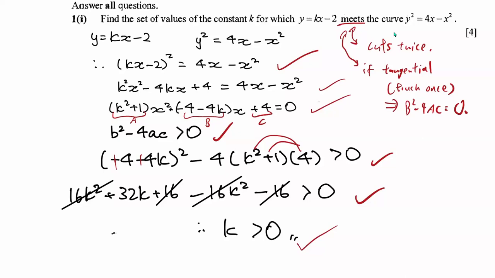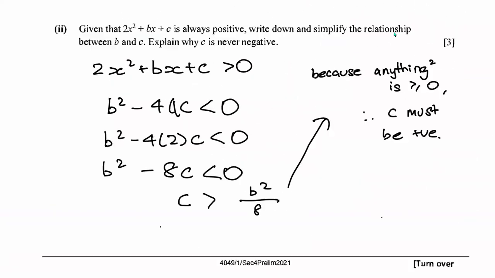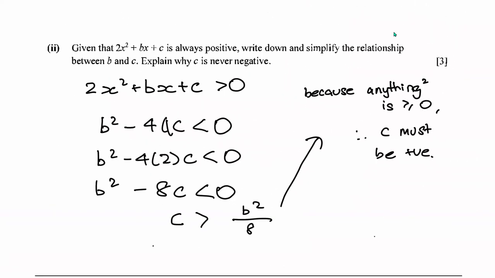Okay, good. Next. Given that 2x squared plus bx plus c is always positive, write down and simplify the relationship between b and c. Explain why c is never negative. Okay, so this is always positive. Good. So that means b squared minus 4ac less than 0.